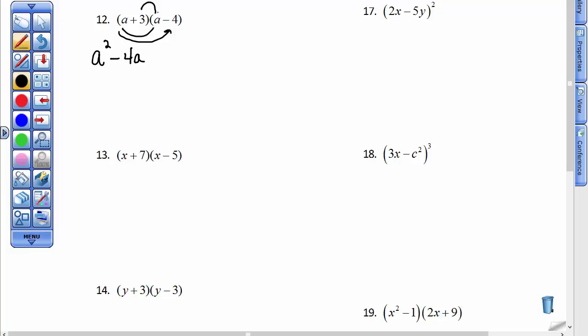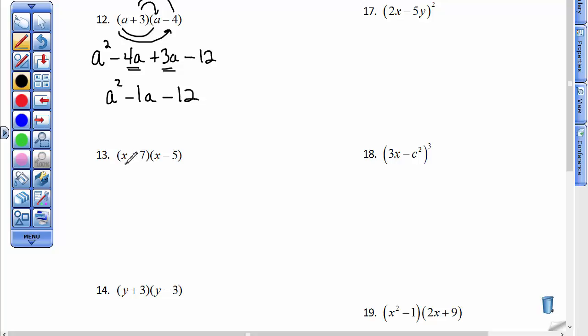Then the inside terms together, positive 3 times a is 3a, and then the last terms together, 3 times negative 4 is a negative 12. And we combined the inner and outer terms that were like terms. So the minus 4a and the 3a added to be a minus 1a, and then brought down our minus 12.